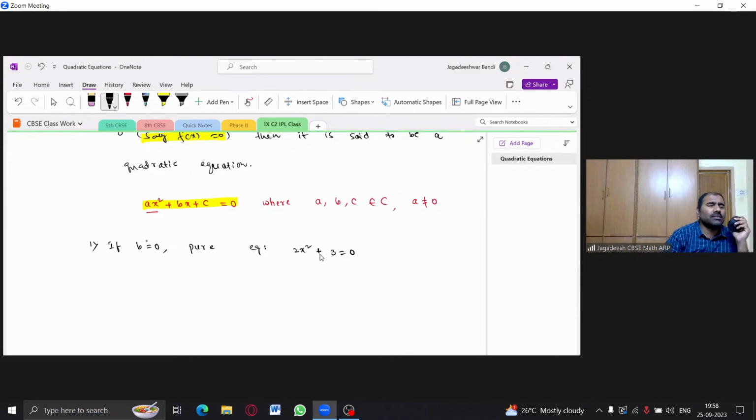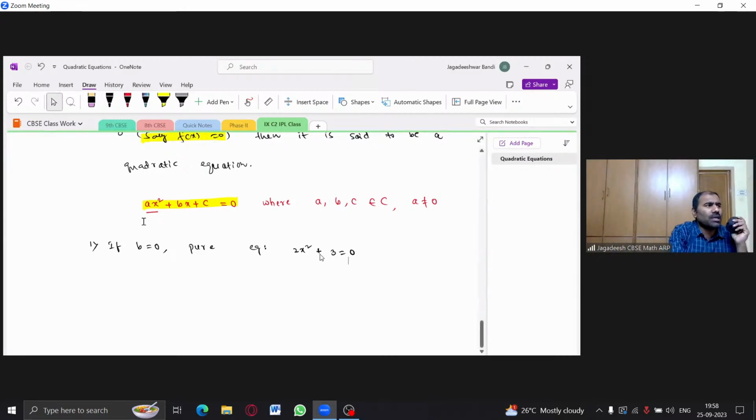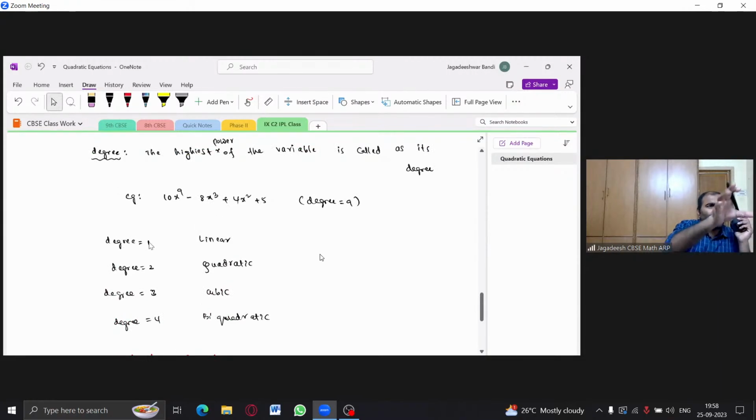Can you explain again quadratic? Yes, so already we have discussed what is a quadratic polynomial. Polynomial first we have discussed, and after that we have discussed what is a quadratic polynomial. If the degree of the polynomial is 2, then it is called a quadratic polynomial. For example, 3x square minus 5x plus 10. This is a quadratic polynomial.